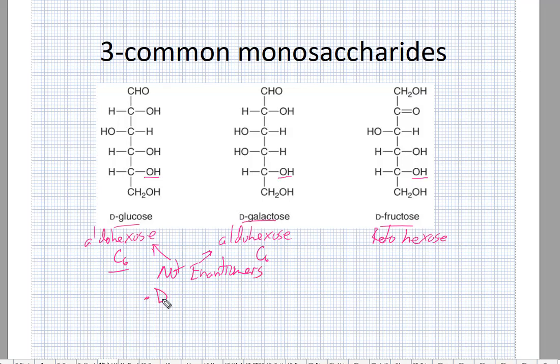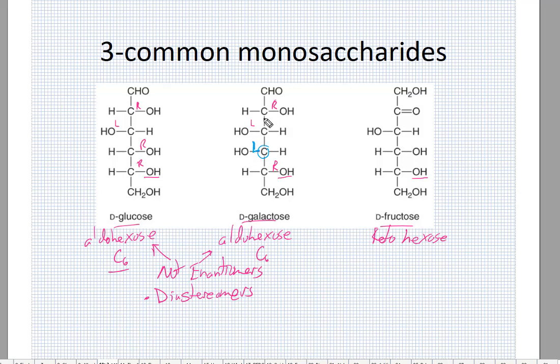Instead, we refer to these as diastereomers. What is a diastereomer? First off, they're isomers, so they have the same chemical formula. But if you notice here, let's just look at the alcohol groups. It's right, left, right, right. In galactose, it's right, left, left. So this carbon is different. Left, and again right because it's D. Okay. So they differ at least at one chiral carbon. For diastereomers, they must differ at at least one chiral carbon.